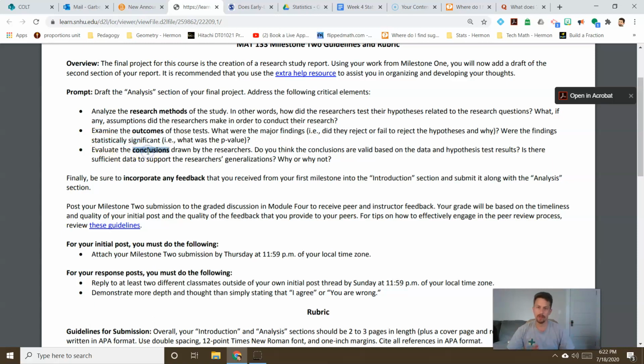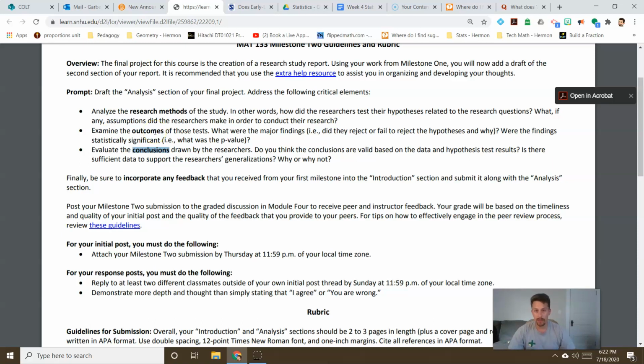So then we have the conclusion section. It says, evaluate the conclusions drawn by the researchers. Do you think the conclusions are valid based on the data and hypothesis test results? Is there sufficient data to support the researcher's generalizations? Why or why not? Now, these two sections are very closely related. Outcomes and conclusions, you could see that as being the same term.